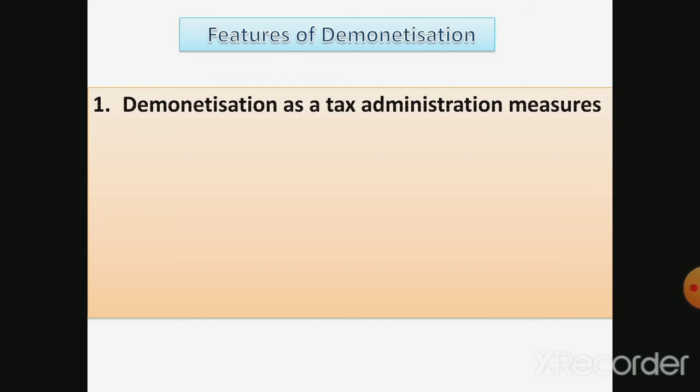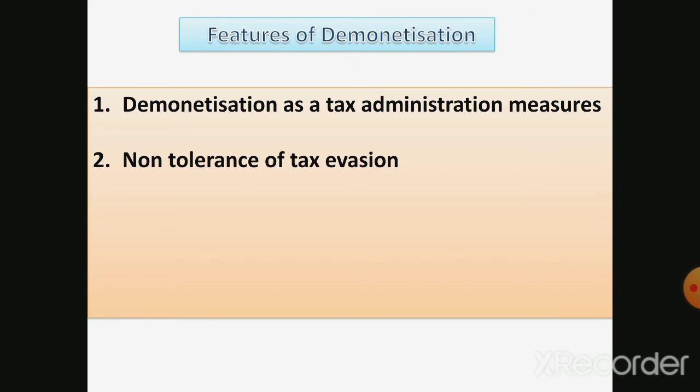Now we will discuss some features of demonetization. The first feature is demonetization as a tax administration measure. Due to demonetization, people had to declare their cash holdings to get it exchanged from the bank, which means people who had old money had to exchange it from the bank to get new money. So those having black money had to declare their unaccounted wealth and pay taxes and penalty.